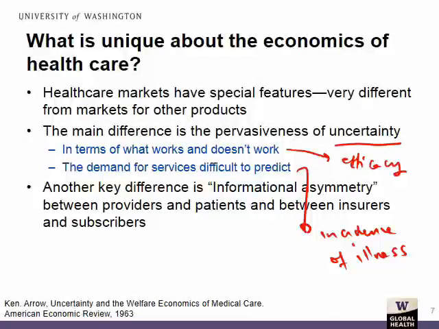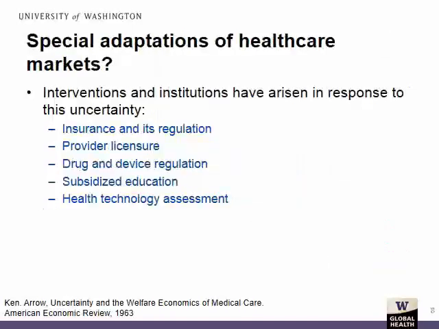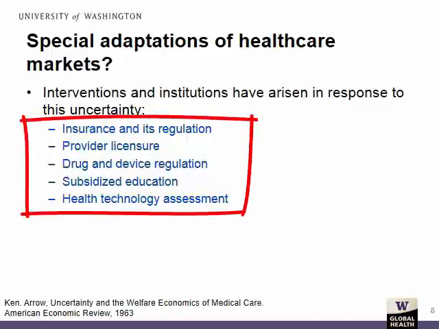And there are special adaptations for healthcare markets. These are interventions and institutions that have arisen in response to this uncertainty. And these include insurance and insurance regulation, provider licensure, the idea that physicians have to get licenses to practice, drug and device regulation, health technology assessment, and the subsidies for education of physicians and pharmacists that happen in many countries in the world.